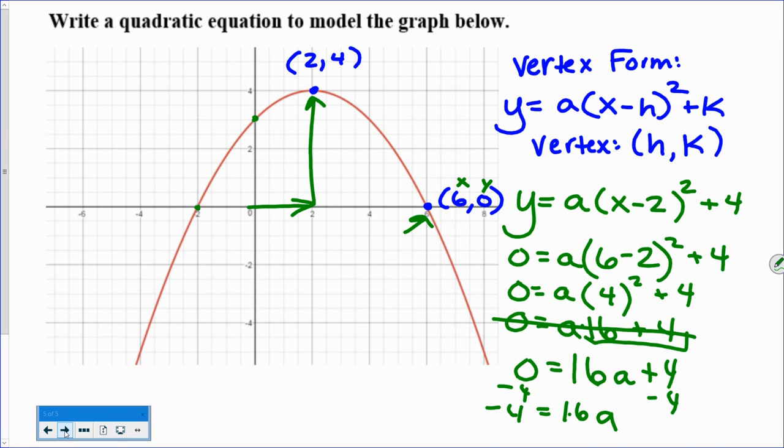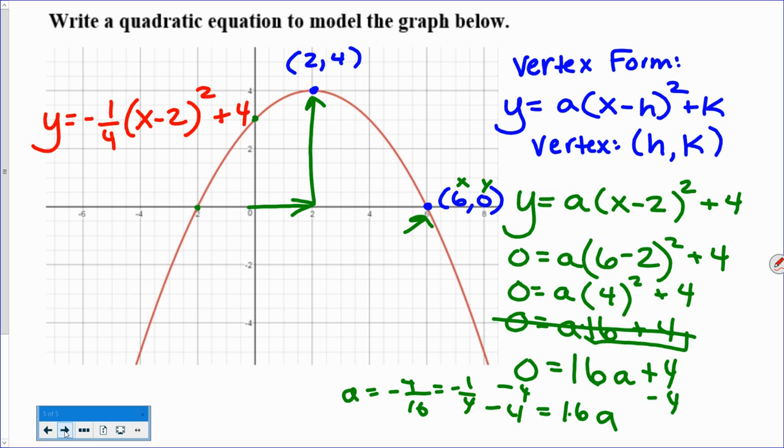Divide both sides by 16. So a is a negative 4 over 16, or that's negative 1/4. Math Excel will want you to simplify your fractions. So then my final answer, y equals negative 1/4 (x minus 2) quantity squared plus 4.